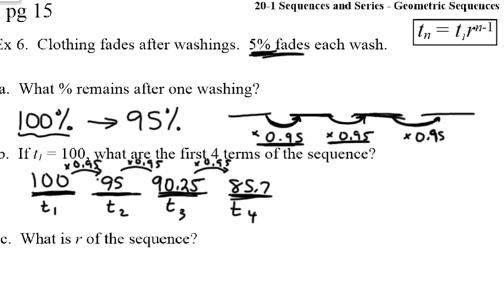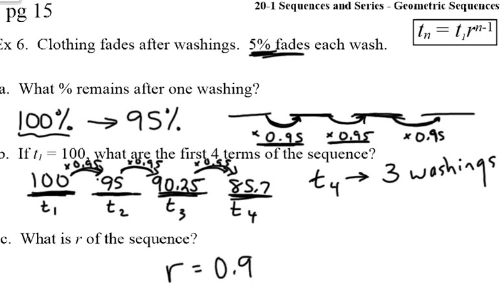This is after how many washings, though? Term 4 is after 3 washings. Again, time frame's a little messed up, because term 1 doesn't count as a washing. There's 1 washing to term 2, 2 washings to term 3, 3 washings to term 4. So we have to be careful. So what's the R in this case? 0.95, because 95% remains and carries over from wash to wash.